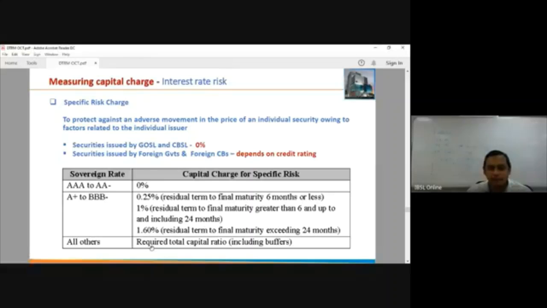it is the required total capital ratio including buffers. Now, if it's a D-SIB bank, 14%. For non-D-SIB bank, 12.5%. So depending on whether D-SIB or non-D-SIB, you need to apply 12.5 or 14% if the sovereign rating is below BBB minus. So this is how we compute specific charge for a security issued by foreign government and foreign central banks.